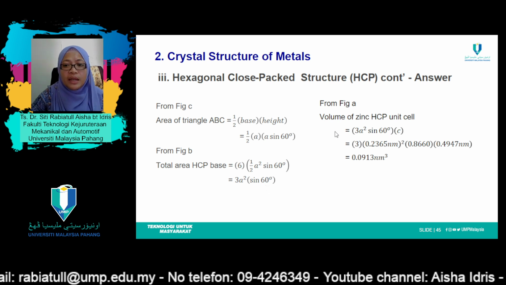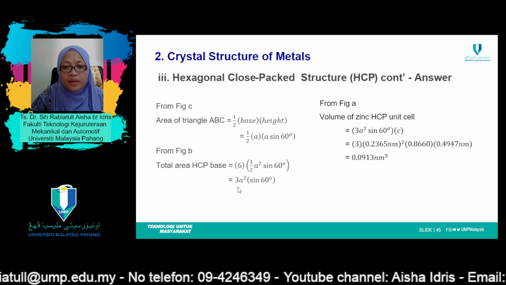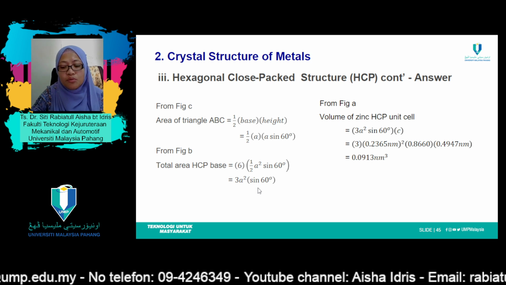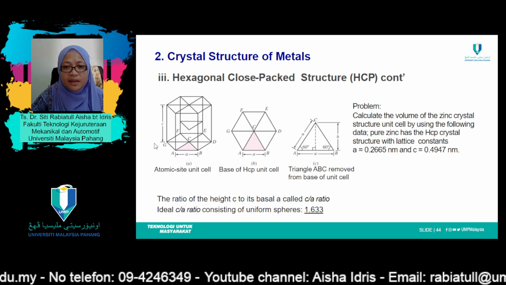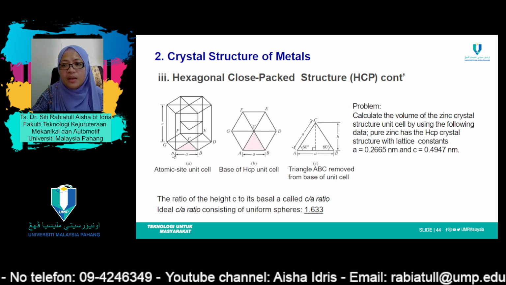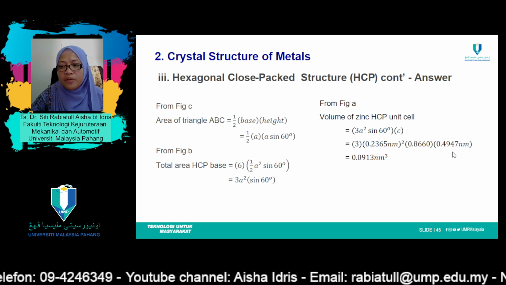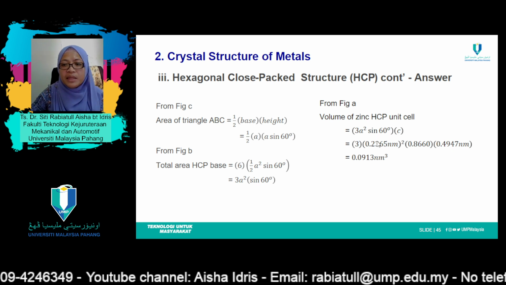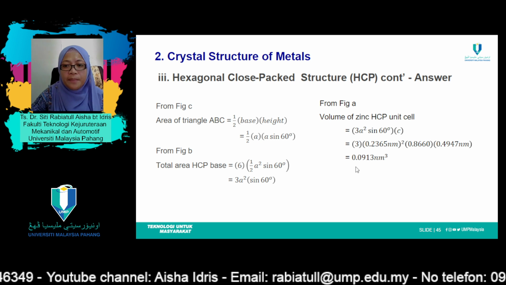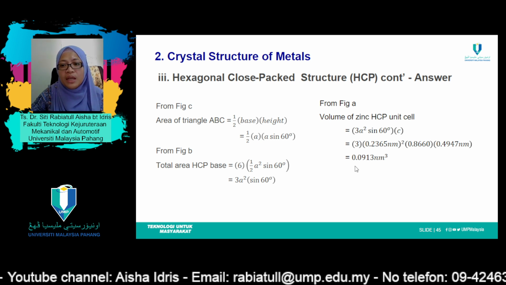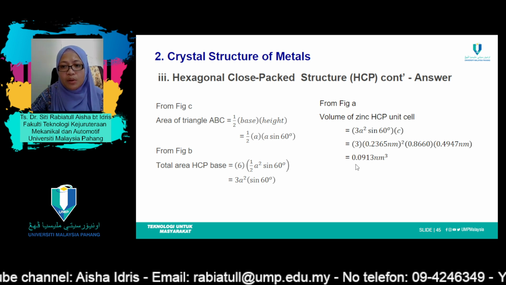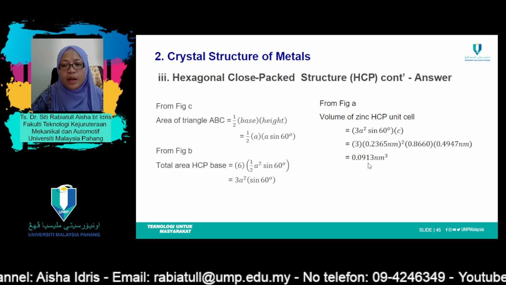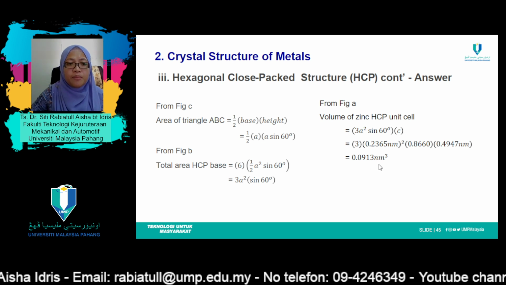And then finally for the volume, once you get the total area, you just need to times with the height, which is C here. So this is the value for C. Then just substitute all the information there. You will get the volume of the zinc HCP unit cell equals 0.0913 nm cubed.